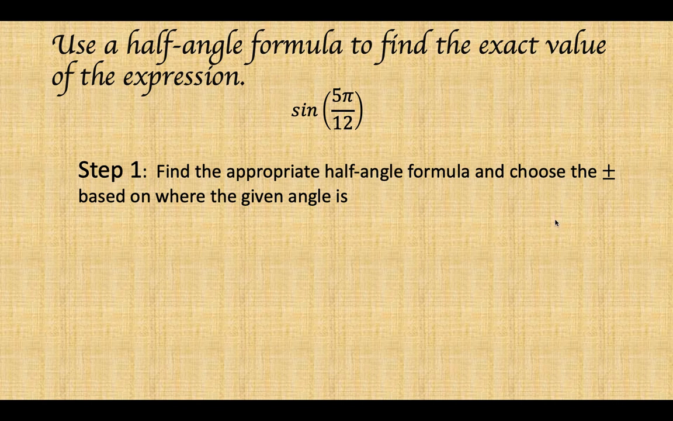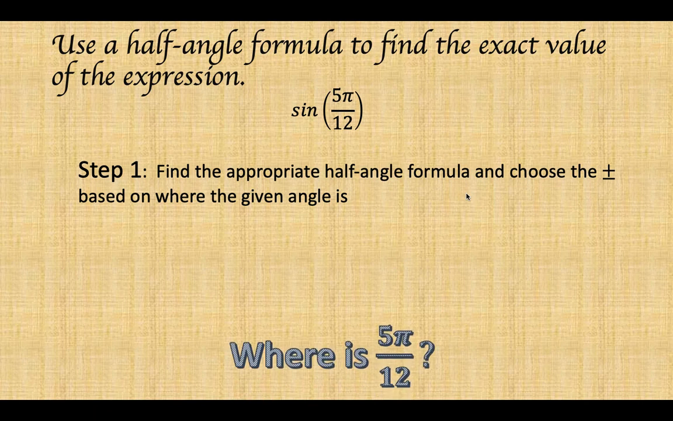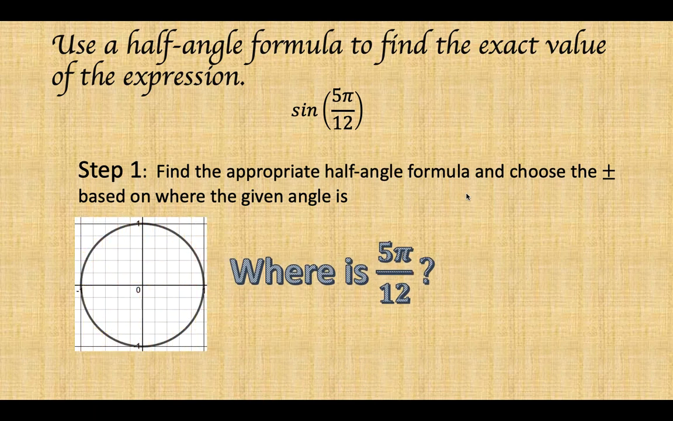The given angle is the angle that's inside the trig function. So in this case, 5 pi over 12. So where is 5 pi over 12? That's the first question you need to ask so that you can use the correct formula. Well, you want to think about the unit circle. It's definitely not on the unit circle, which is the problem, because if it was on the unit circle, we would just read the y value since it's sine. That's not the case, so we have to examine that.